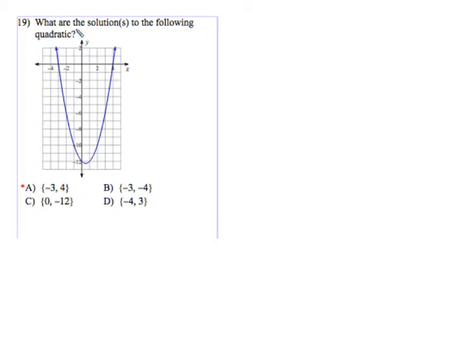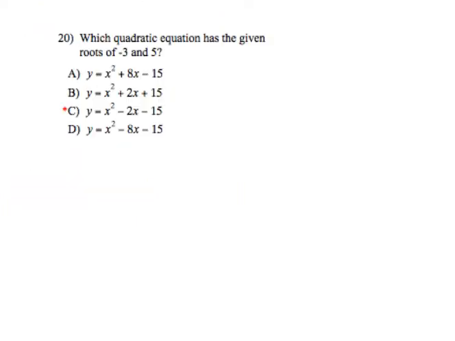For number 19, it says, what are the solutions to the following quadratic? I just wanted to make sure that you understood that the solution is where it crosses the x-axis. So it crosses at negative 3, and it crosses at 4. So negative 3 and 4 was your answer. So nothing tricky there. And number 20, which quadratic equation has the roots of negative 3, 5?